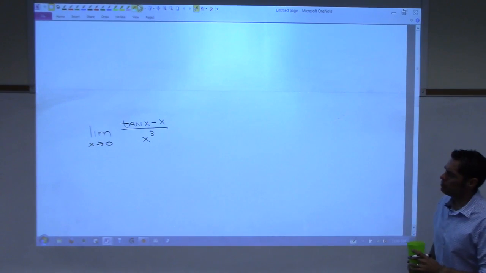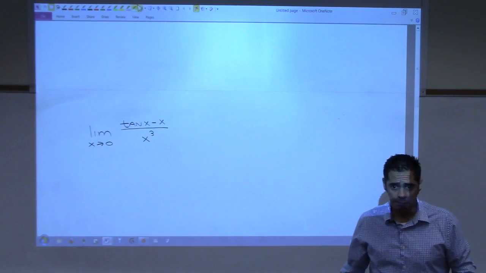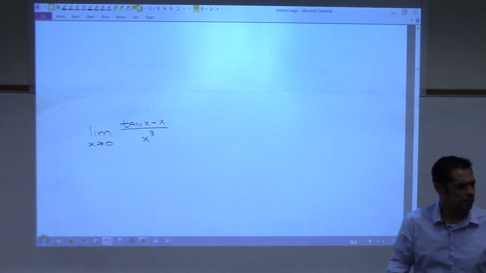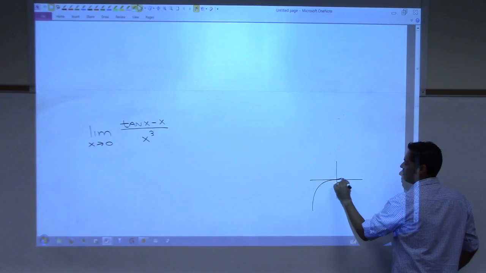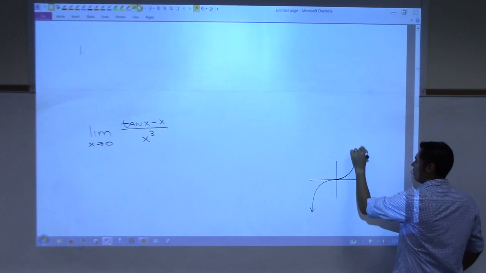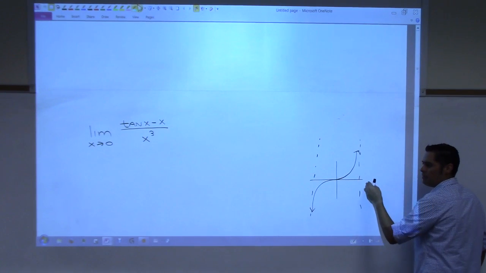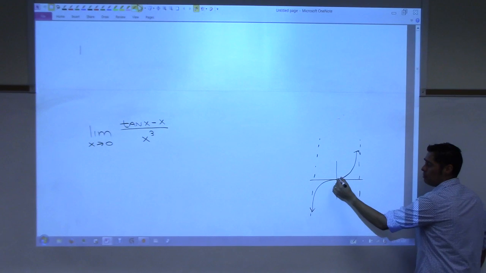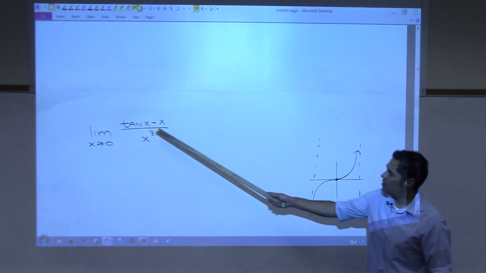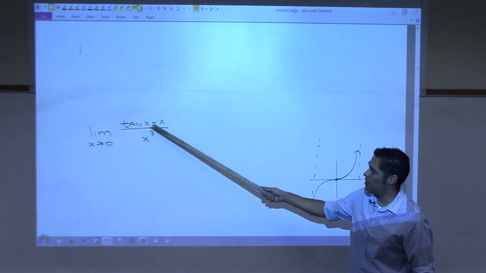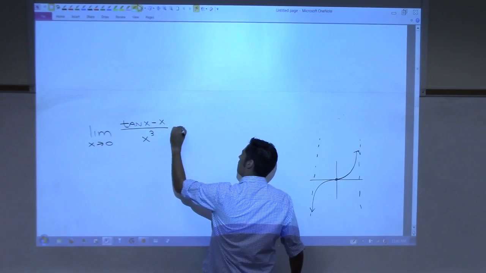Is it 0 over 0? What's tangent of 0? It's 0. How do you know tangent of 0 is 0? Calculator said so? This is the graph of tangent, everyone, right? It has asymptotes where? Negative pi over 2 and pi over 2. Tangent of 0 is this point right here, and you can see it's 0. So tangent of 0 is 0, and then take away 0 because we're plugging in 0, right? So you get 0 on top, and you get 0 on the bottom, don't you?